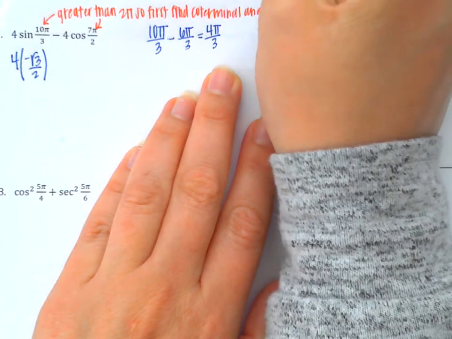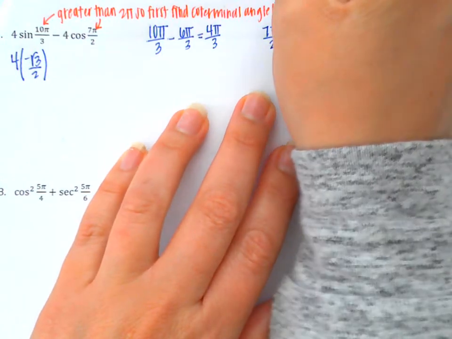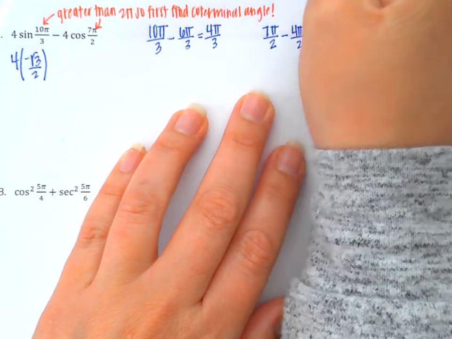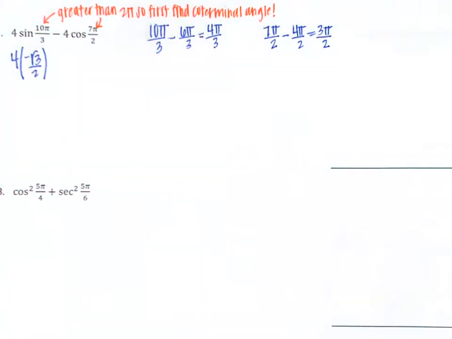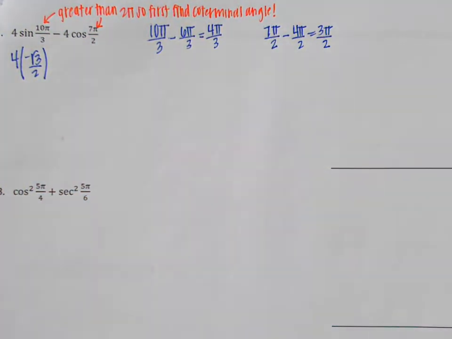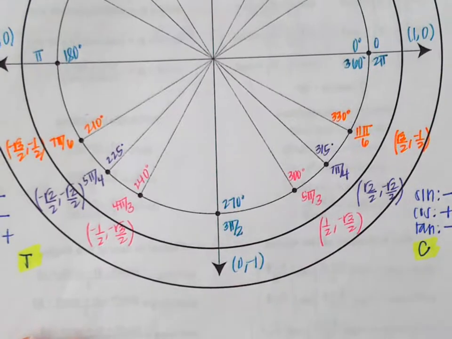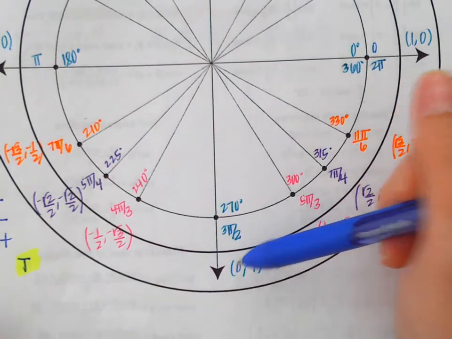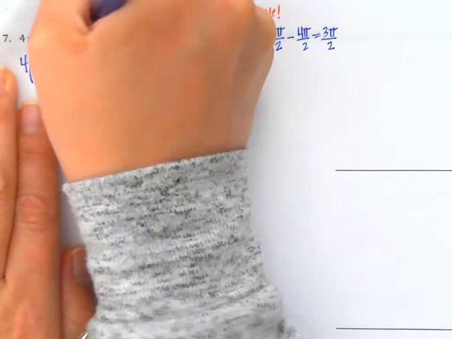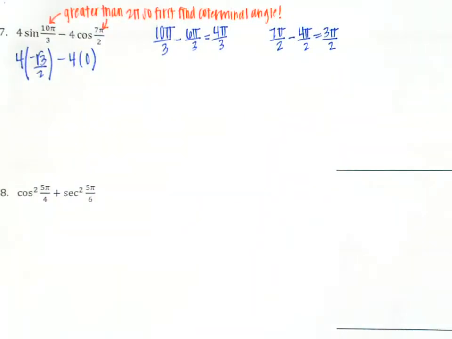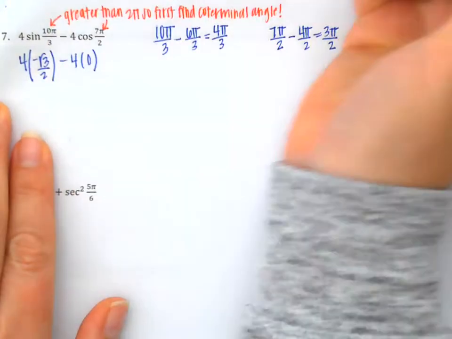So 7 pi over 2 minus 2 pi, so that would be 4 pi over 2, gets me 3 pi over 2. And so 3 pi over 2 is on my unit circle, and we are finding cosine. Remember, cosine is your x value, so it would be 0. So minus 4 times 0. And then I can get my answer. So 4 times 0 is just 0, which really doesn't matter.